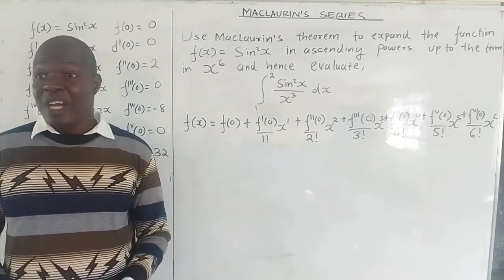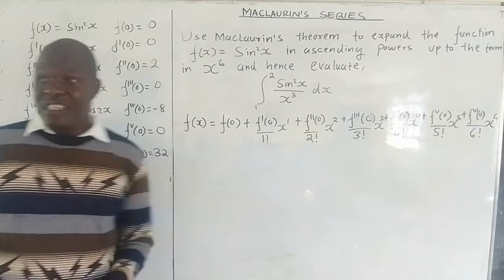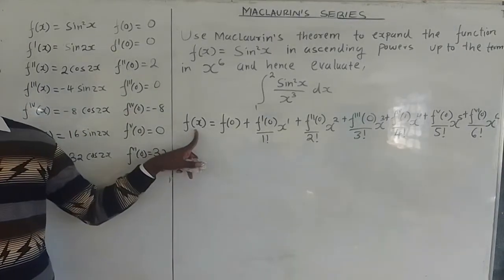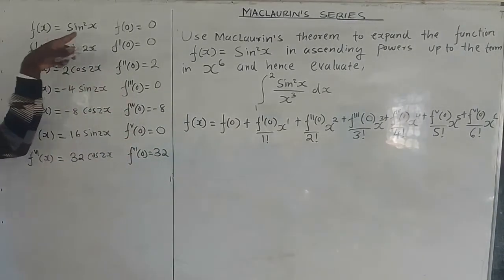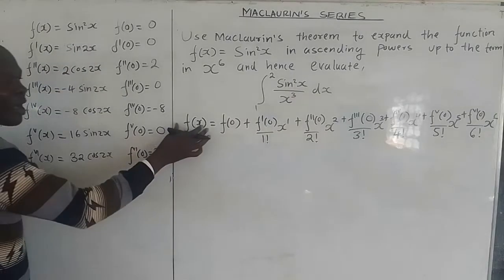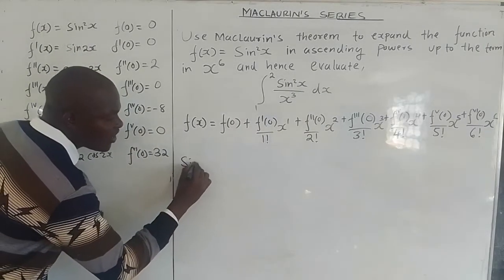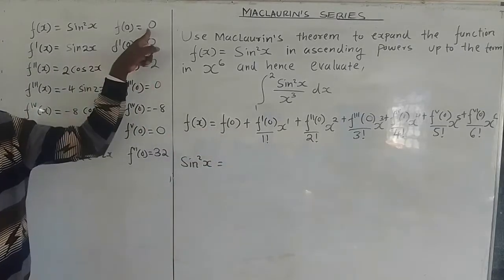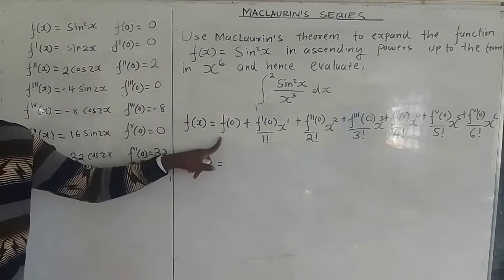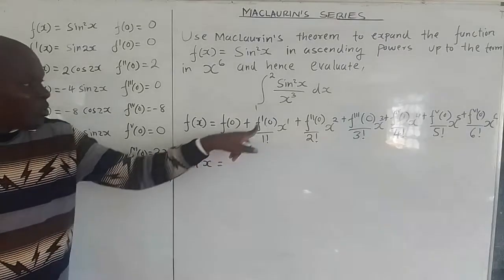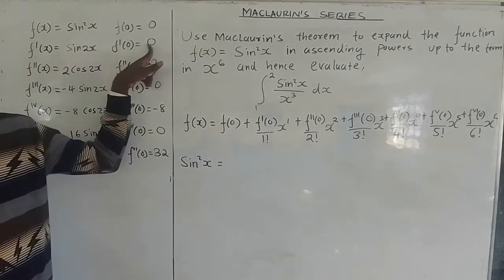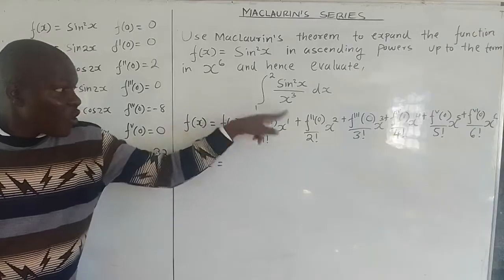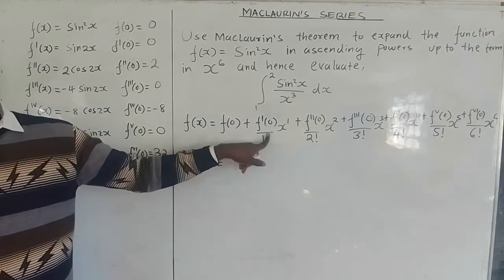Substitute the values in the MACLAURIN'S. So the first value in the MACLAURIN is f of x, isn't it? So what is f of x? Sine squared x. So where there is f of x, we put its value, which is sine squared x, equals f of 0. What is f of 0? Meaning this term is 0. It is not there, isn't it? You move to the next one. F prime of 0 is? Meaning 0 times everything, the whole of this term will go to 0, isn't it? Then you move to the next one.